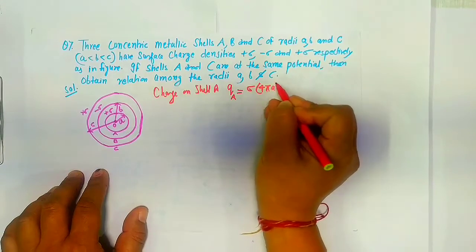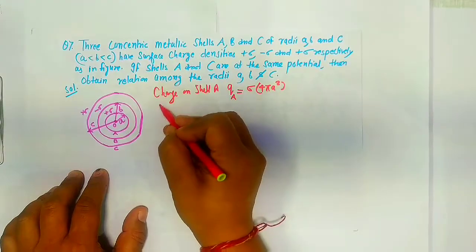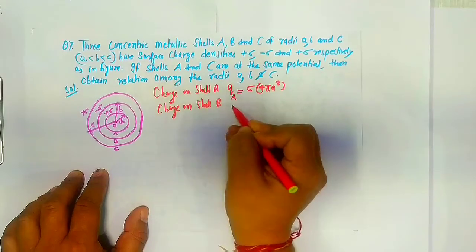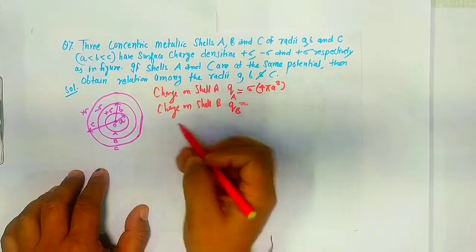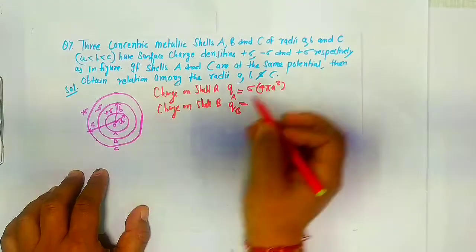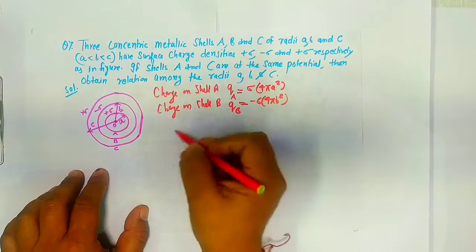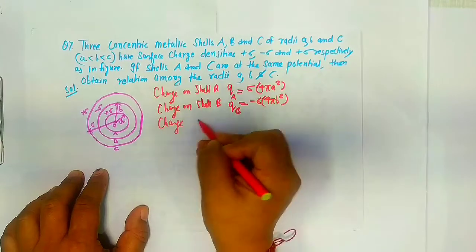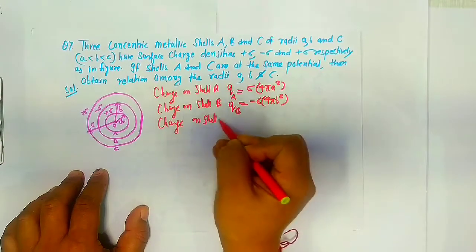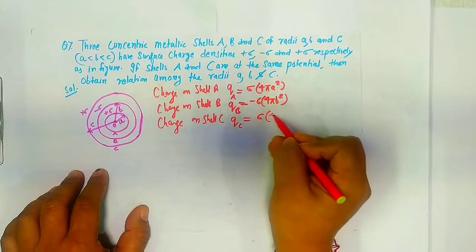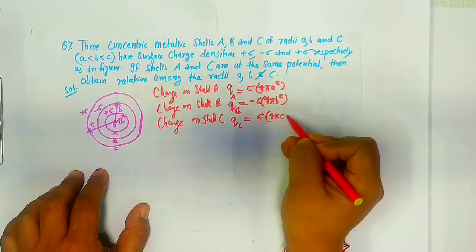What is the surface area? 4 pi square. Similarly, charge on cell B. Charge on cell B will be what? QB. But this time you know that on B it is negative, so minus sigma 4 pi B square. And then charge on cell C, the outer one, QC will be again sigma, but this time the area is 4 pi C square.